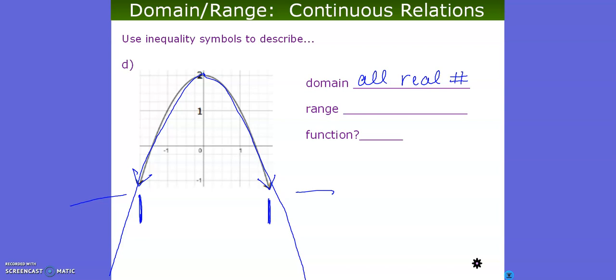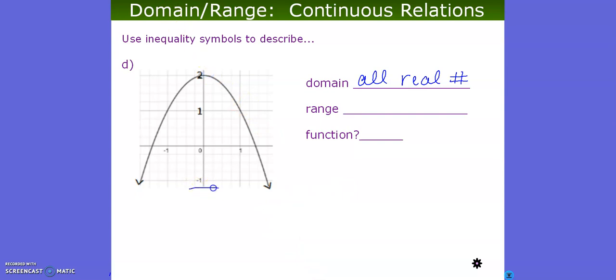Now let's talk about the range. Our range, remember, is bottom to top. We want to read it bottom to top. The bottommost point, does it stop right here at -1? No, with those arrows it keeps going down forever. So we start off with not being able to write a number to begin with, but we are talking about the y's.